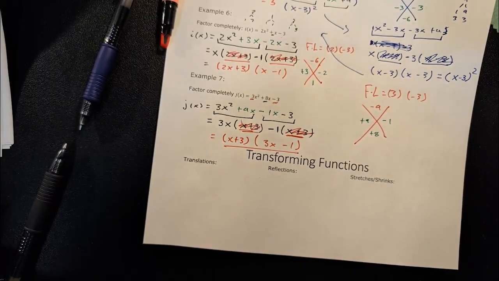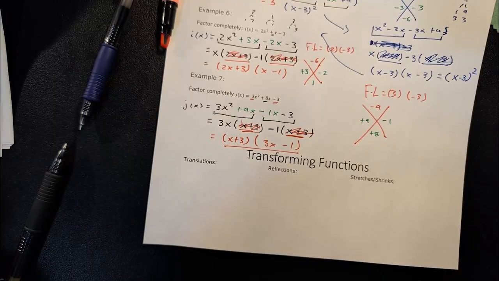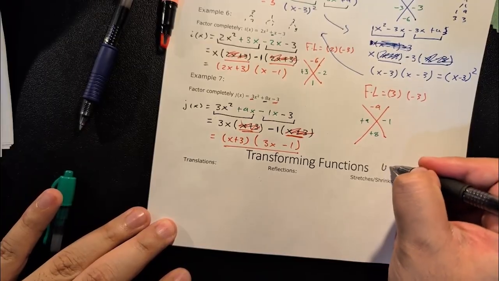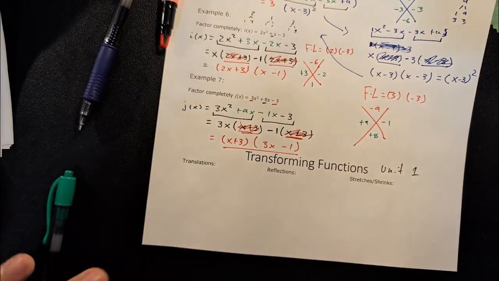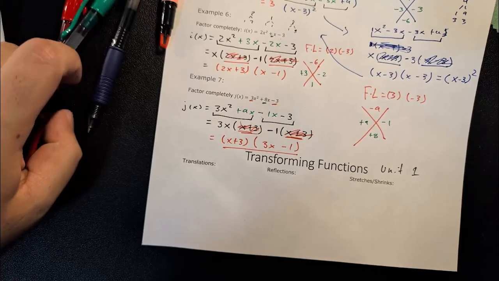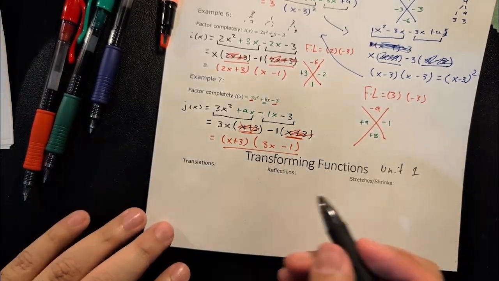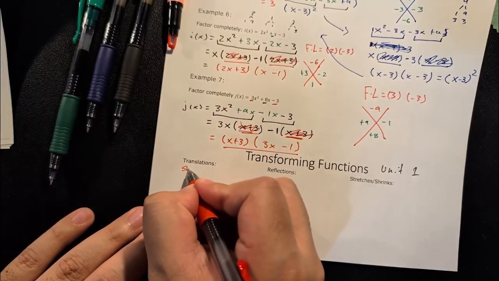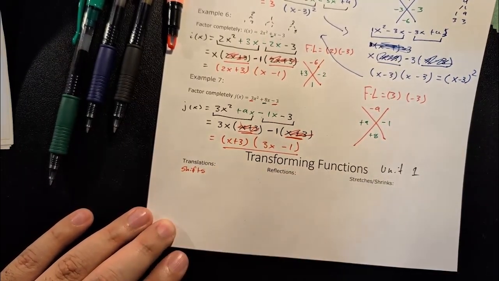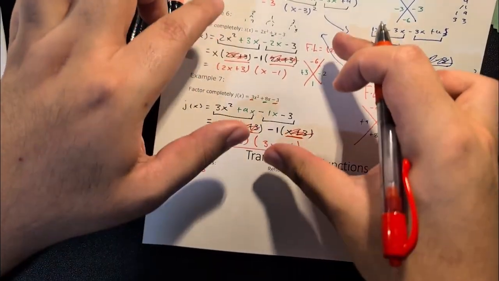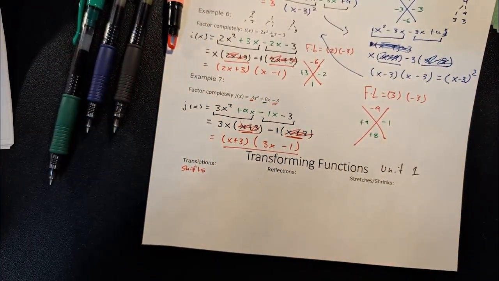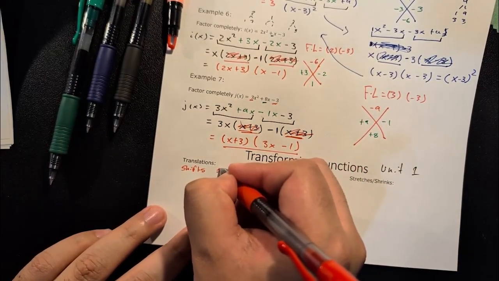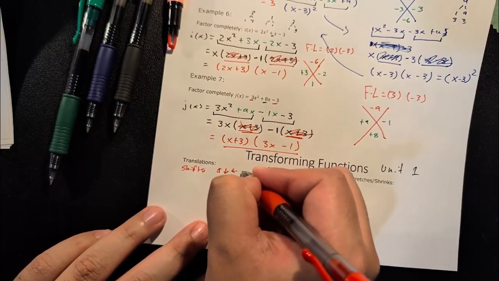Okay, now we're going to move on to transformations, or transforming functions. So this is unit 1, the very beginning of the semester. So for translations, let's do it in red. Translations are the same thing as shifts. So meaning we're just moving the graph. We're not doing anything else. So this is either up or down or left and right.